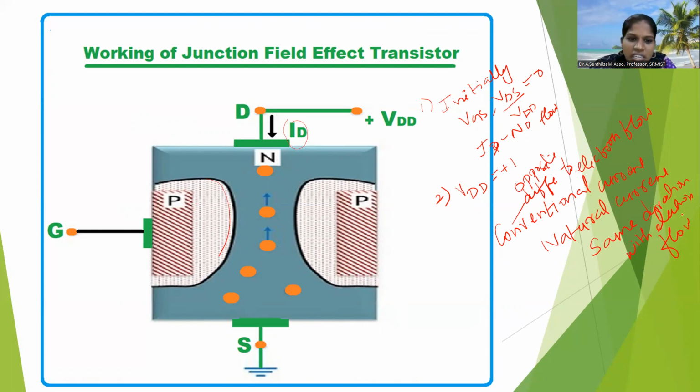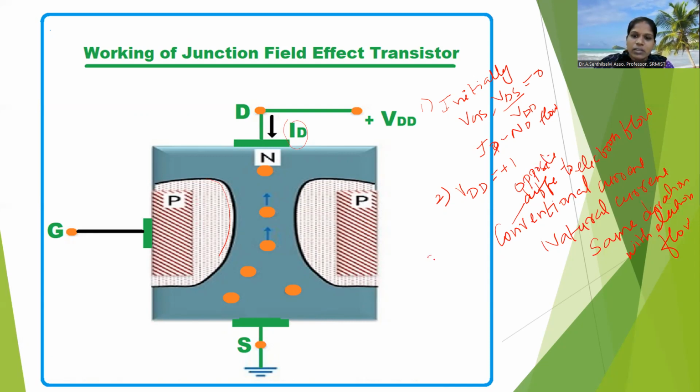Here, the conventional current is flowing from drain to source. It means that the electrons are moving from source to drain. The conventional current is flowing in this direction, that's why the arrow looks like this. So we are applying some positive voltage. Because of that, there is a decrease in the depletion layer width, and there is a movement of electrons, because of which there is a flow of current ID.